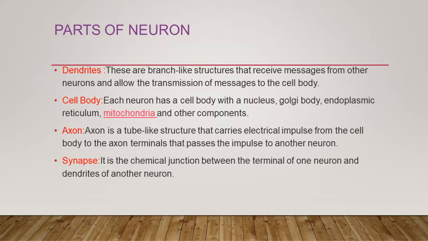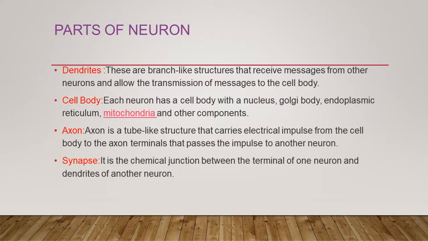Dendrites are the branch-like structures that receive the message from the other neuron and allow the transmission of the message to the cell body. Dendrite, then the cell body is there. You know what the cell body is made up of? It is rich. It has got nucleus, Golgi body, endoplasmic reticulum, and a lot of mitochondria because it needs energy, that is the ATP.